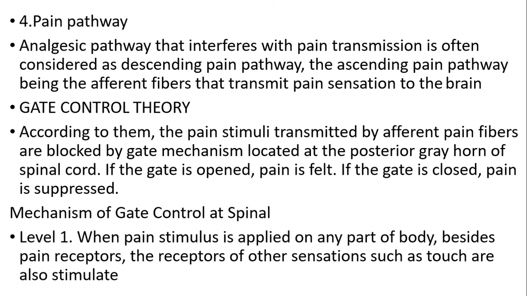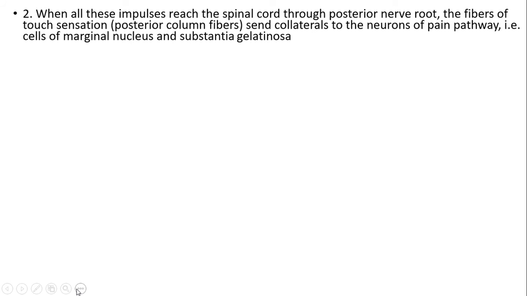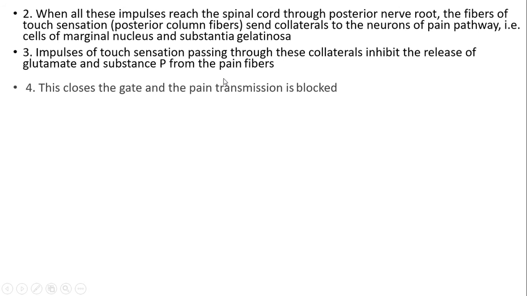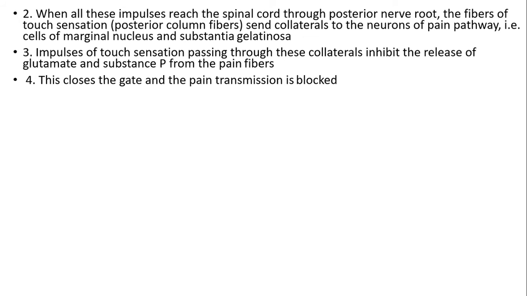Level 1: when the pain stimulus is applied to any part of the body, besides pain receptors, the receptors of other sensations such as touch are also stimulated. Level 2: when all these impulses reach the spinal cord through the posterior nerve root, the fibers of touch sensation send collaterals to the neurons of the pain pathway, that is, cells of marginal nucleus and substantia gelatinosa. Impulses of touch passing through the collaterals inhibit the release of glutamate and substance P from the pain fibers. This closes the gate and pain transmission is blocked.